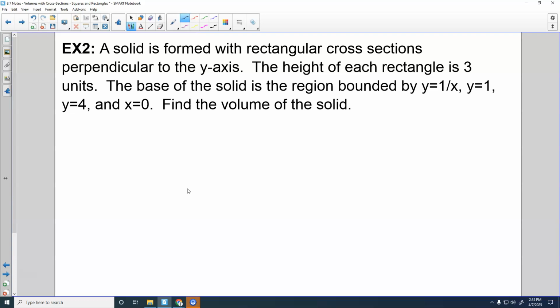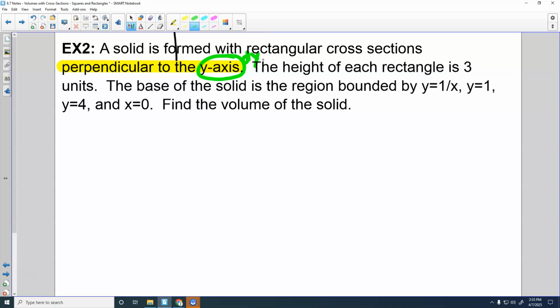Okay, so for 2, a solid is formed with rectangular cross sections perpendicular to the y-axis. So when you see this perpendicular to the y-axis, you might want to circle it or something. Here, if you see perpendicular to the y-axis, that means your problem needs to be a dy problem. Everything needs to be in terms of y. So a lot like we were doing with our area between the curves, it needs to be right minus left.